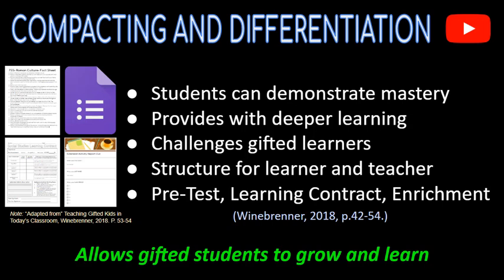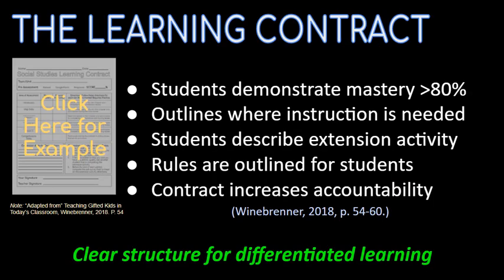Compacting and differentiation. This is a tool that you can really use in your classroom. I have found great success with this, where students that show mastery, 90% or above, actually get an alternative assignment because they've already shown that they know what you're about to teach them. This can be accomplished through this learning contract. You may notice that the YouTube icon is not here on the learning contract. The learning contract is part of compacting and differentiation, and you can find out more information by watching that video.